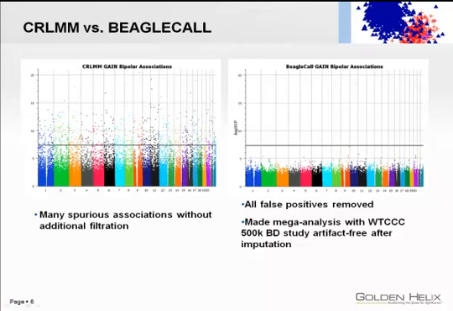So we actually were able to do a mega-analysis using the Wellcome Trust bipolar plus the GAIN bipolar, and we did not have any spurious associations when we imputed it up to 6.0. So the Wellcome Trust was 500K, and the GAIN study was Affy 6.0. We imputed them together up to the 6.0, and we didn't have any spurious associations.